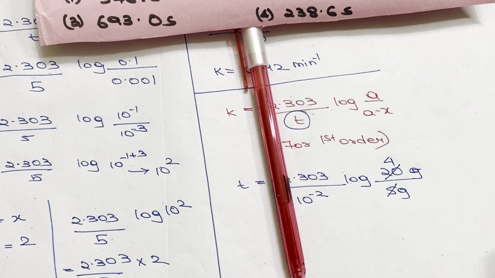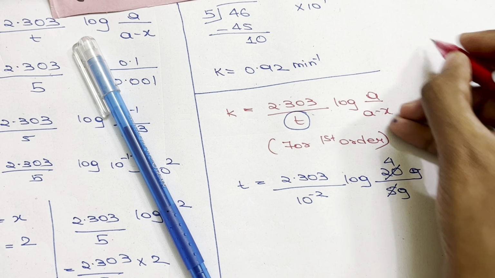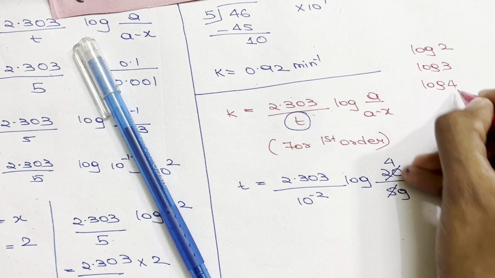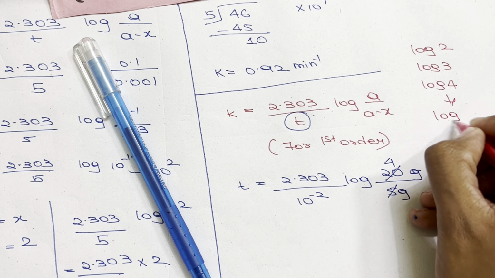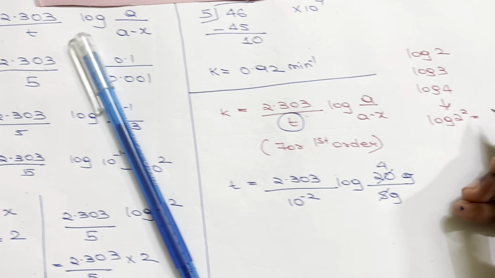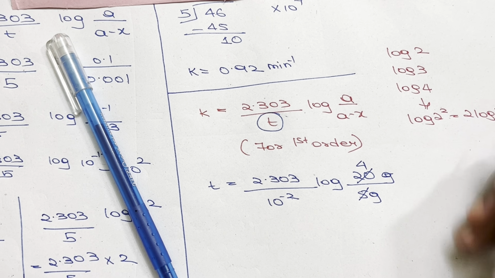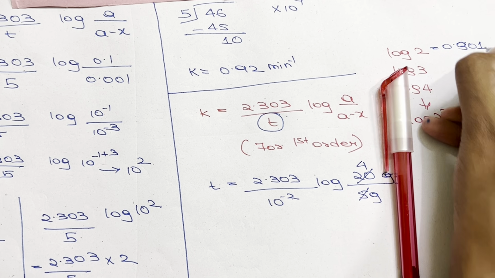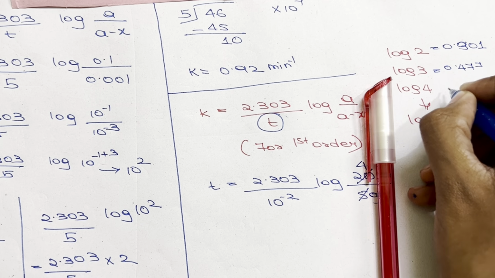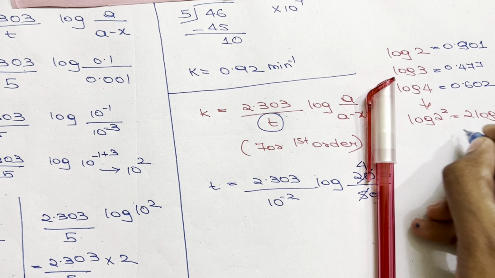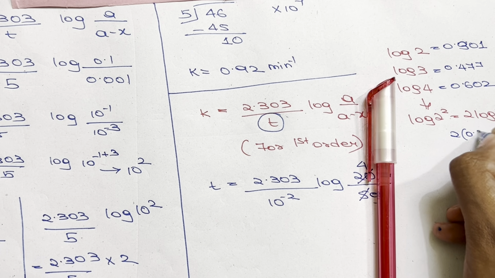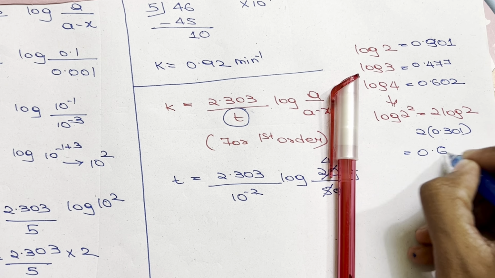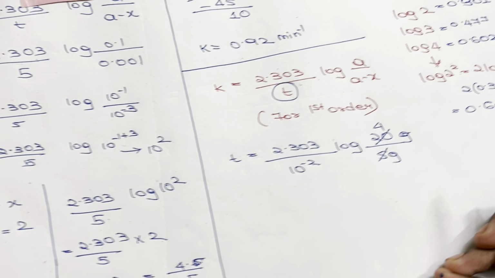Now taking the log value, we know that log of 2 is 0.301, log of 3 is 0.477 and log of 4 is 0.602. This log of 4 can also be written as log of 2 to the power 2, which is 2 into log of 2. You'll get the same, as 2 into 0.301 is actually 0.602. So let us put the values and substitute.